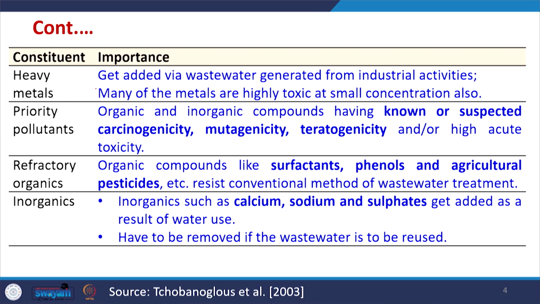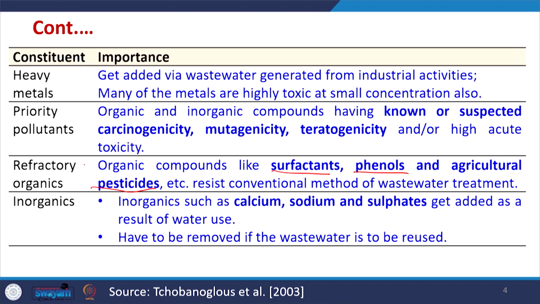Remember, similarly, we have refractory organics which are not biodegradable. So, organic compounds like surfactants, phenols and agricultural pesticides, insecticides, etc., do not get easily biodegraded. That is why they are called refractory. So, they cannot be treated in the conventional method of wastewater treatment, and they have to be treated further via other means.